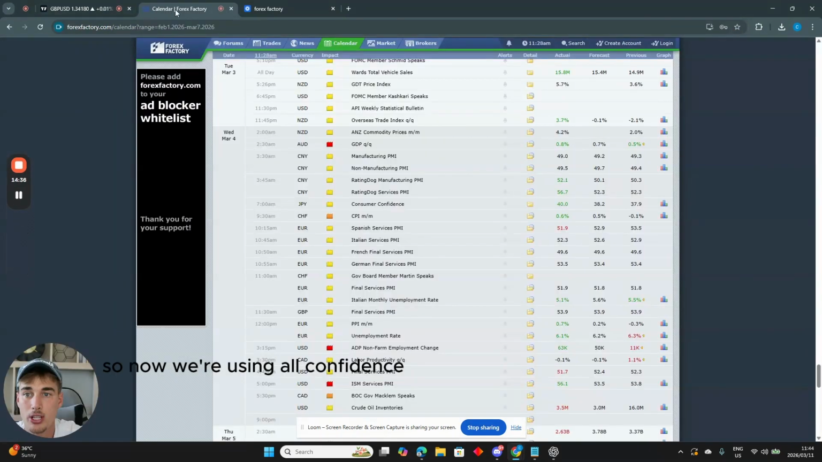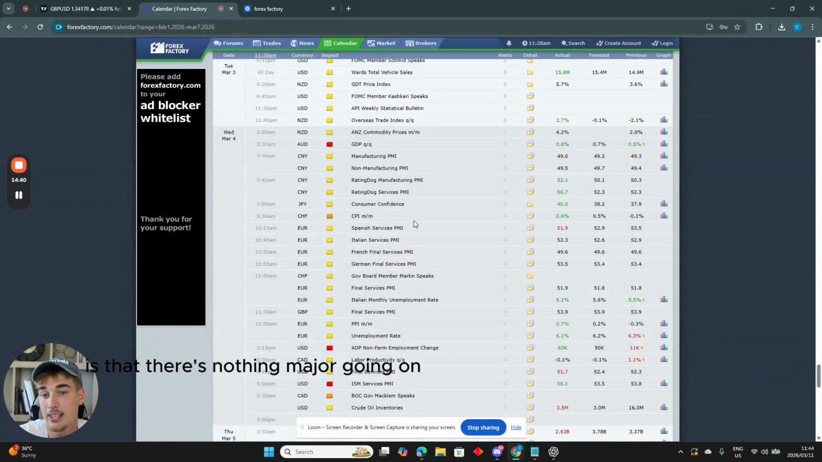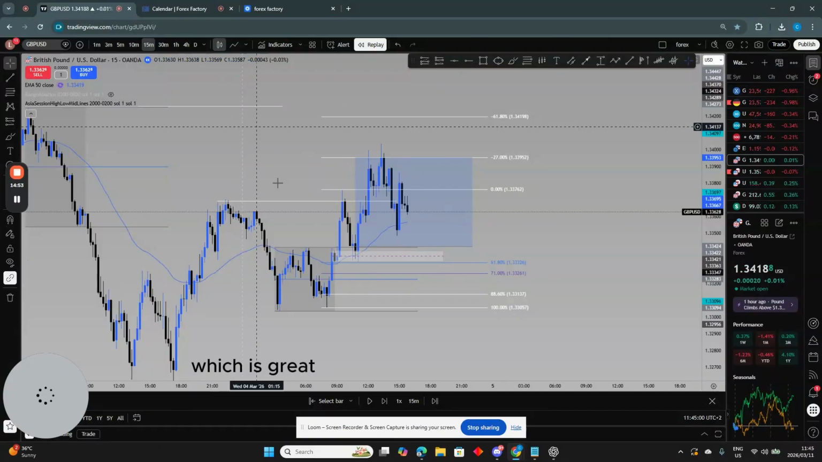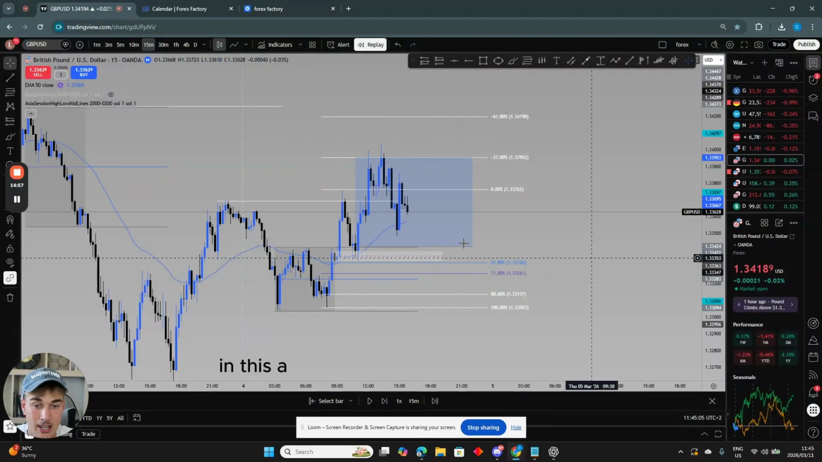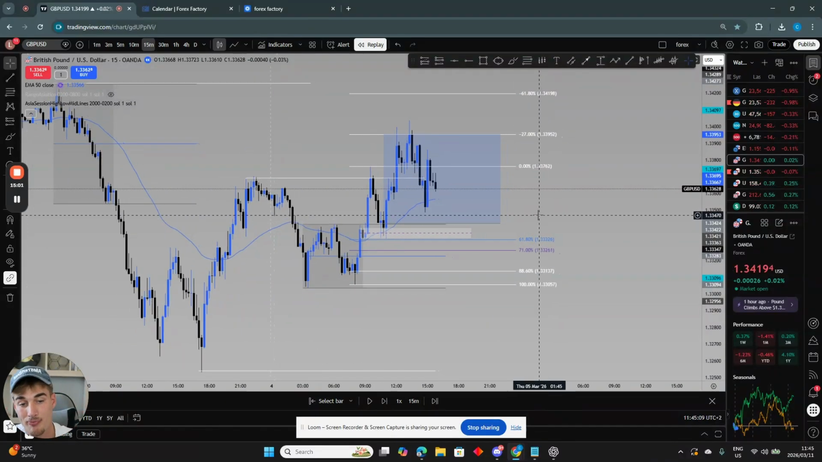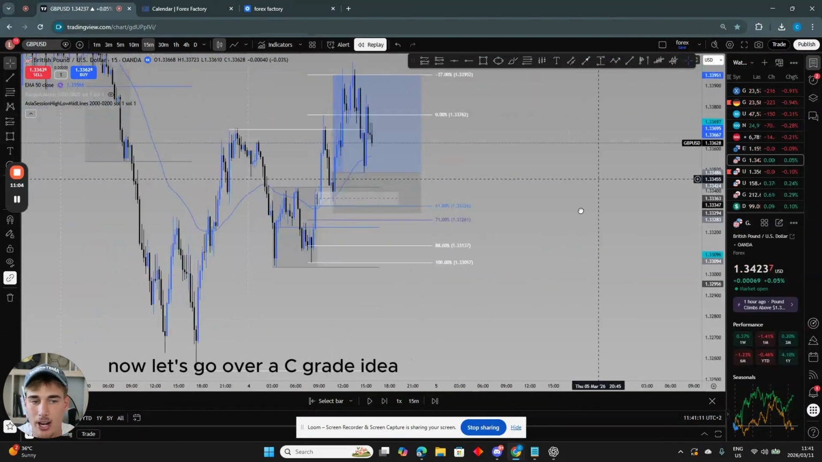So now we're using all confidence. A good confidence about this news is that there's nothing major going on, so we don't expect massive volume or massive volatility coming into the market when we are entering this trade. That is a positive confluence too, which leads us into 6 confluences on the idea, which is great, but there was still 1 to 2 negative confluences in this trade idea. So it can be between A grade or B plus. Yeah. Now let's go over a C grade idea.